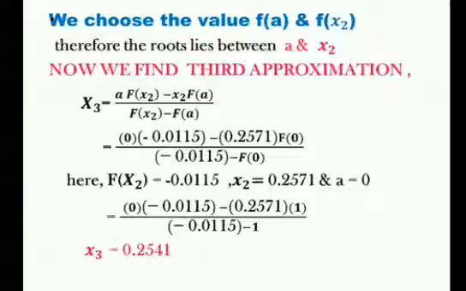Here x2 is 0.25, only 2 decimal places, and x3 is 0.2541, only 2 decimal places are the same. So we did not choose this value, and we move towards the fourth approximation. Then we check whether x3 and x4 are the same; if so, we stop this process and consider it to be the root.